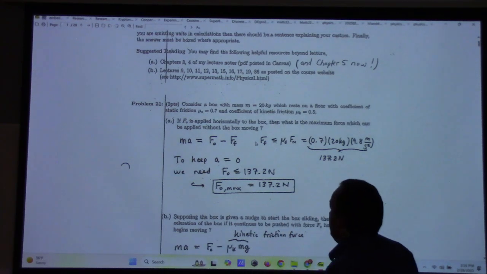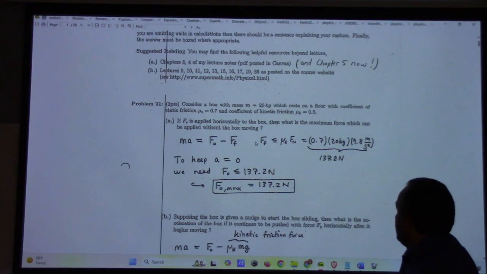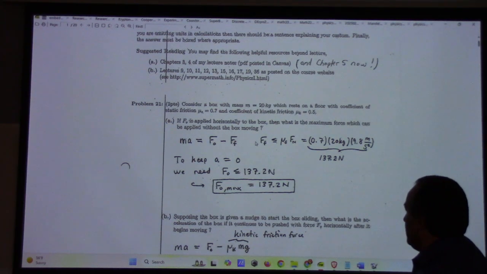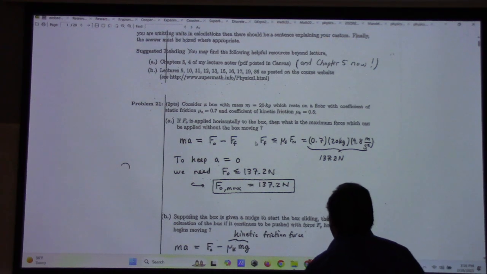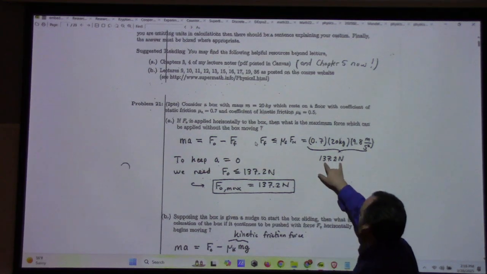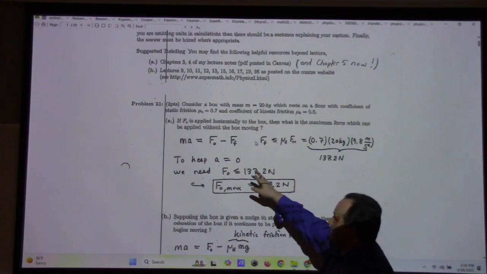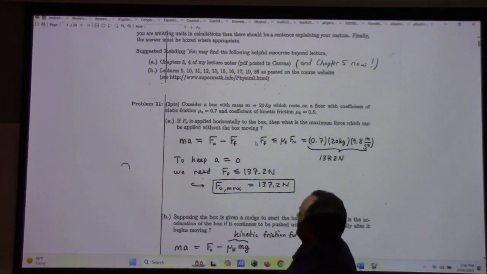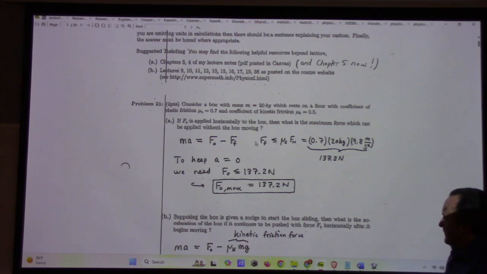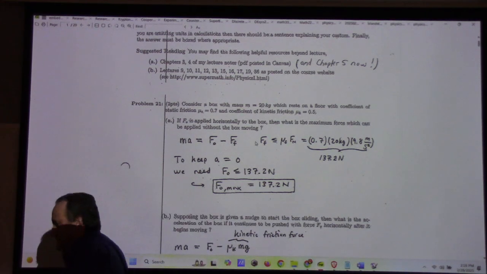Problem 1, we had a box, mass 20 kilograms, resting on a floor with coefficient of friction 0.7, kinetic friction 0.5. The question is, if we have F0 applied horizontally to the box, then what's the maximum force which can be applied without the box moving? Since the force of friction is less than or equal to that maximum value, which is 137.2 newtons, of course we need 0 acceleration. So that means the force has to be less than that maximum amount. So our maximum force we can push on the box without it moving is 137.2.